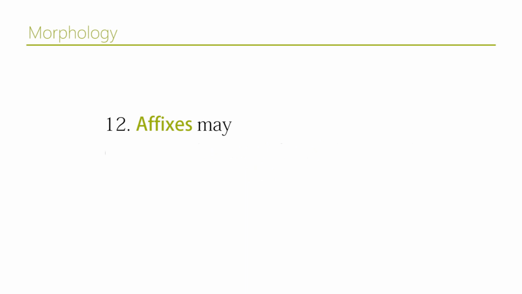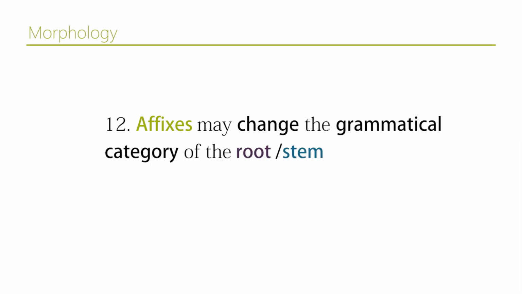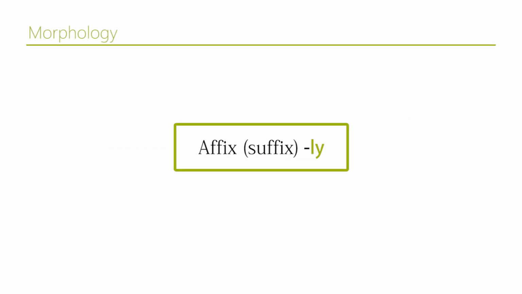Affixes may go so far as to change the grammatical category of the root or stem they attach to. They don't have a grammatical category. They are dependent on the grammatical category of what they attach to, but they can actually change the grammatical category. For example, ly cannot just attach to any random thing. It cannot attach to a verb. It attaches to an adjective, but it gives you an adverb.